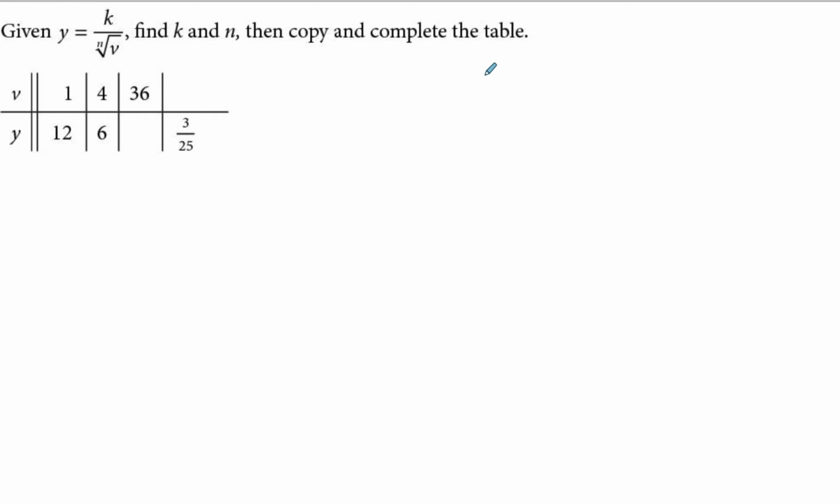So what this is actually telling you is that y is inversely proportional to the nth root of v. And they've already given the formula with a k in there. But n is missing and k is missing, and that's what we need to find, and only when we find it can we actually complete the table. So when you have two values missing, you need two given values to be able to find these unknowns.